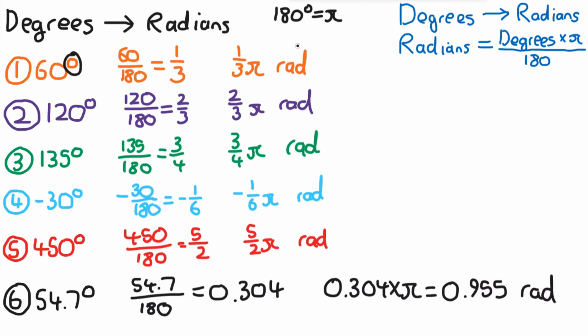And then once again, as I said before, I've written the rad here because we're talking about both degrees and radians and I want to distinguish between the two, but a lot of the time we don't bother writing this rad here. It's really not necessary. If you just write these pi values here, it's perfectly acceptable.